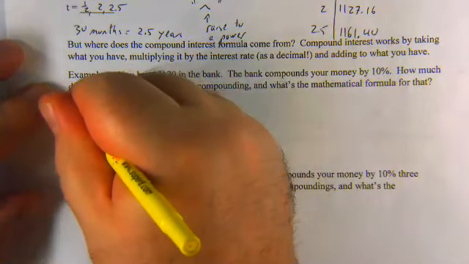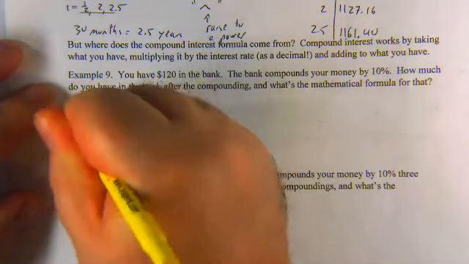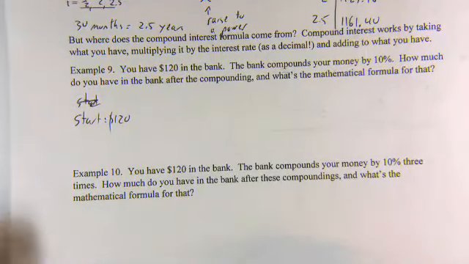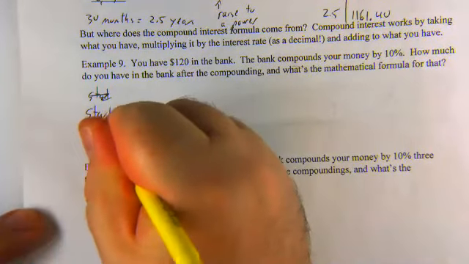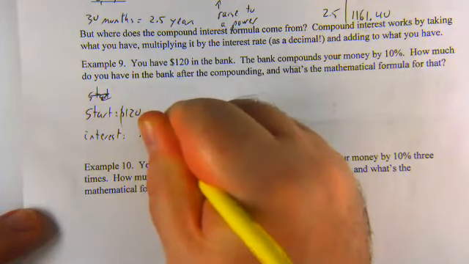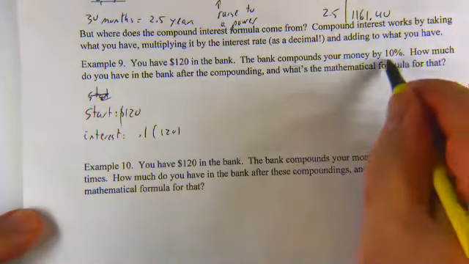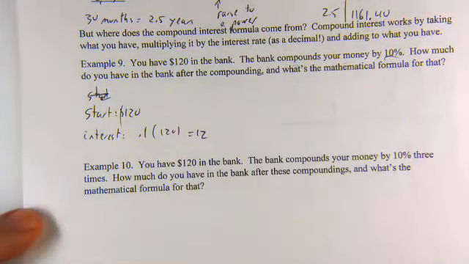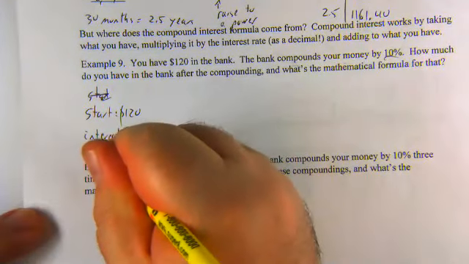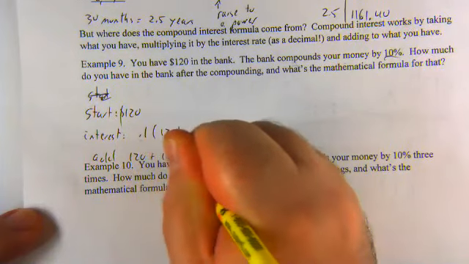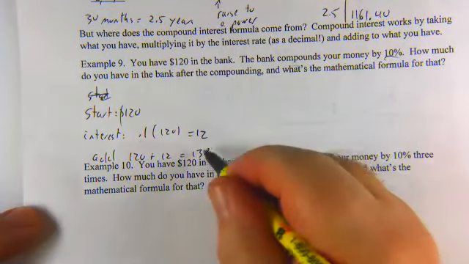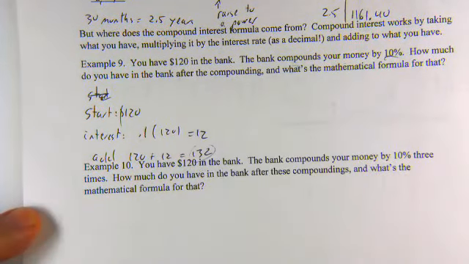So you start with $120. Interest: 0.10 times 120. Your interest rate is 10%, as a decimal that's 0.1. So $12. Then you add 120 plus 12 equals 132. So that's how much money you have in the bank after interest has been compounded once.